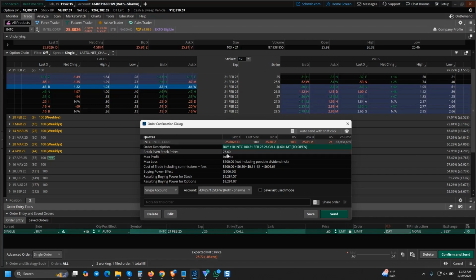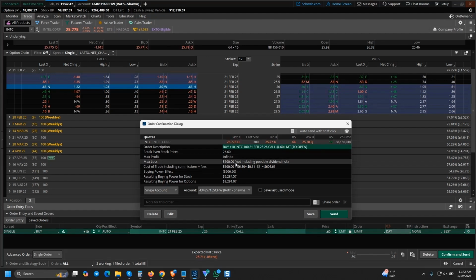It'll show you the break-even stock price. Currently at $26.60, we would break even on that purchase. Max profit is infinite. The reason it's infinite is that if this stock goes to 100 while I own this option, I get all of the profit above $26, right? Because I could go buy the stock for $26 with my call option, and then I could turn around and sell it for $100 and make $74 a share. That probably won't happen in 2 days, but there's an infinite profit.